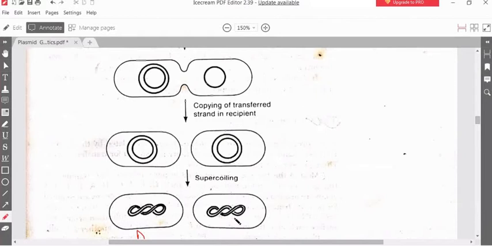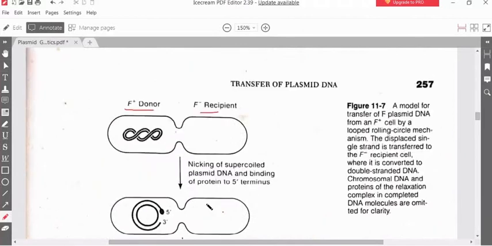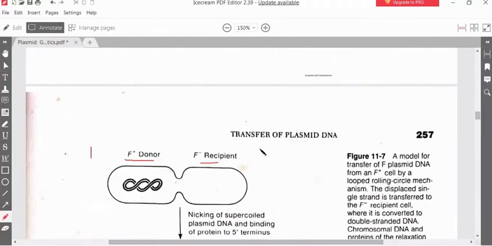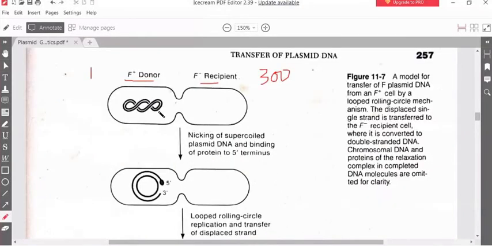So this is a very simple diagram by which you can say that if I take, say, one molecule of one F plus donor and say 300 F minus recipient bacteria, so after mixing for some time you will have 301 donor bacteria, because no recipient will remain as recipient. After all, the recipient, after getting the plasmid from the donor cell, becomes the donor again. Okay, so this is a very simple demonstration of how the F minus bacteria, after getting the F plasmid, becomes the donor again.